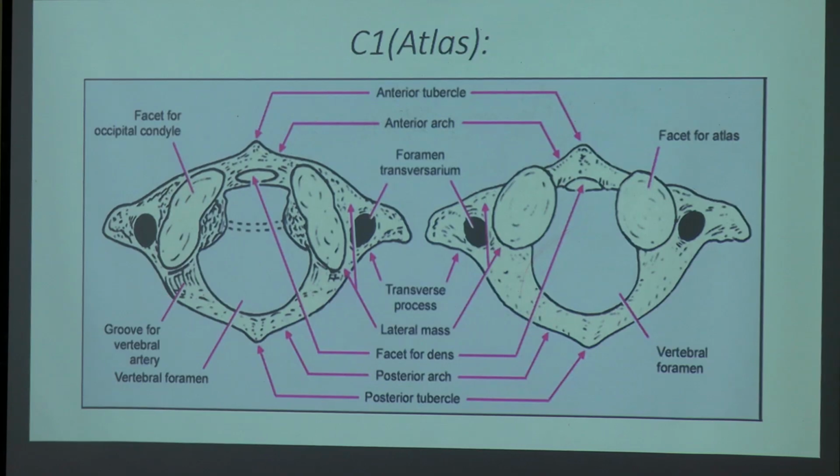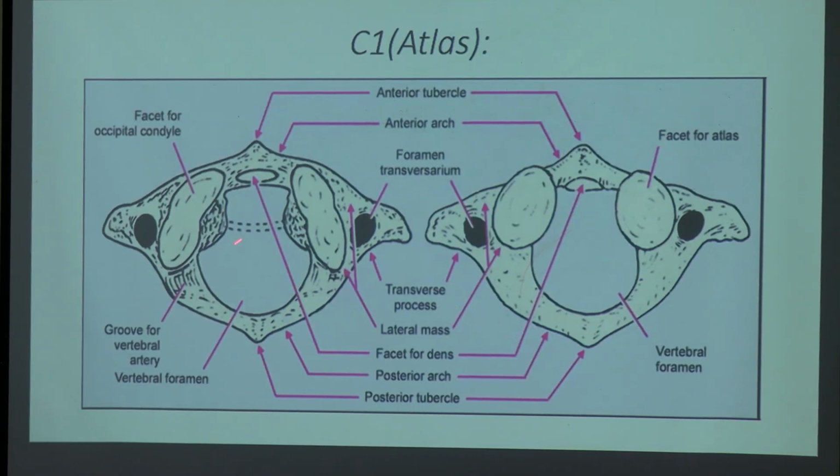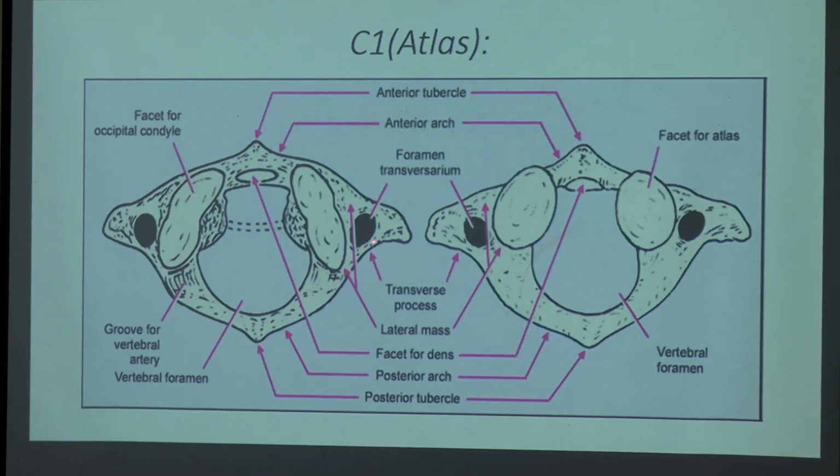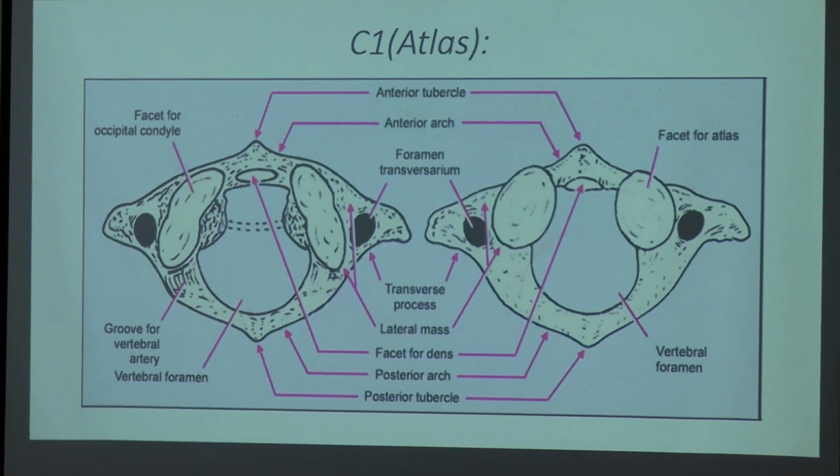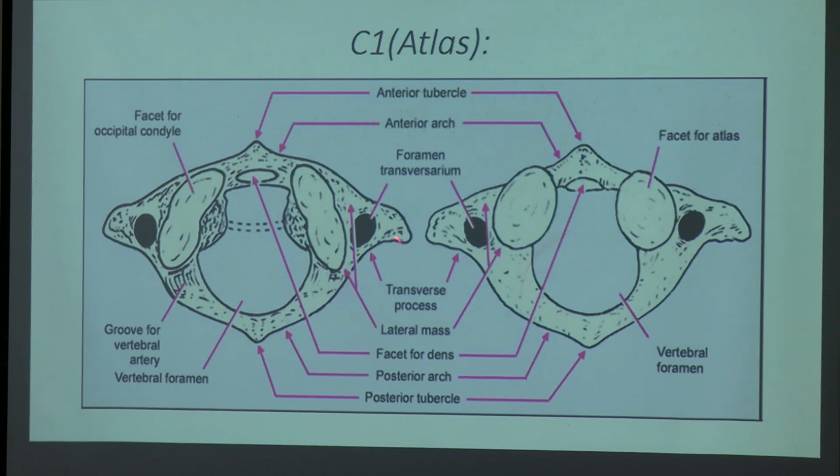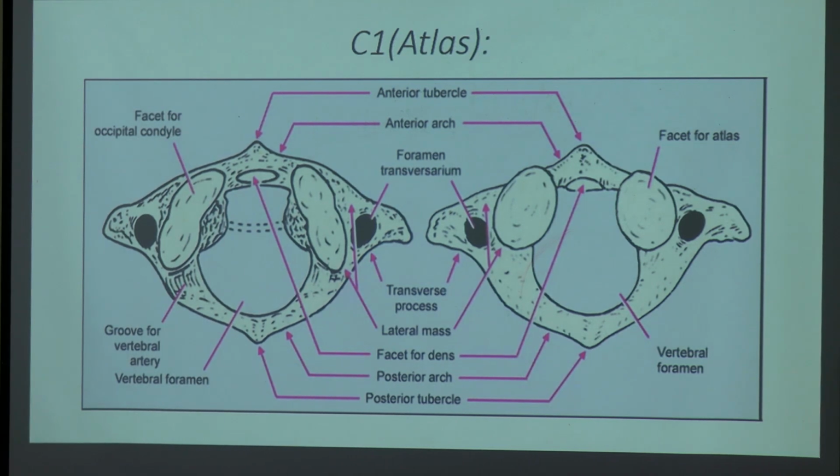This one is the groove for vertebral artery. What will pass through there? Vertebral artery, obviously, right? This is the groove for vertebral artery. This is the vertebral foramen. What is this? Foramen transversarium. And this is your transverse process.